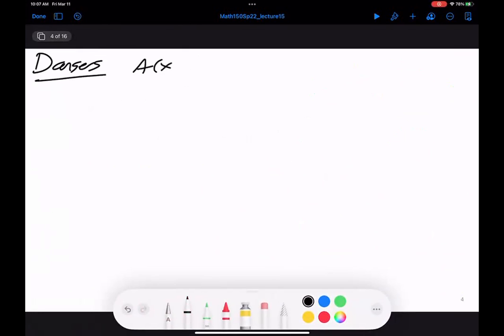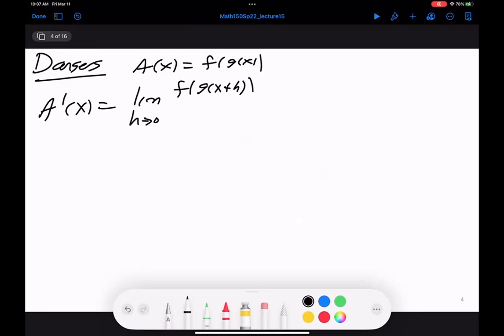Let's let a of x be f of g of x. And let's go back to the definition of the derivative. So a prime of x is the limit as h goes to 0 of f of g of x plus h minus f of g of x, over h. Where does this look like we're evaluating the derivative? At what point does it look like we're evaluating f?